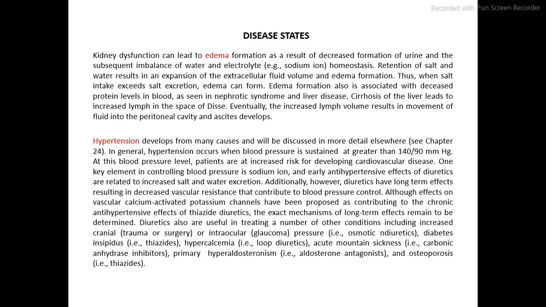Now which diuretics are used in sport doping? That is furosemide, triamterene and hydrochlorothiazide. Furosemide, triamterene and hydrochlorothiazide, so these are the agents commonly used for sport doping as they rapidly eliminate from the body.